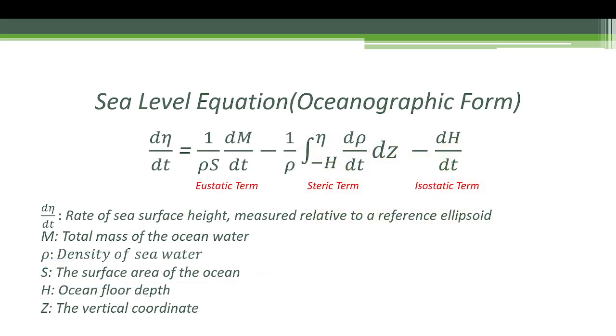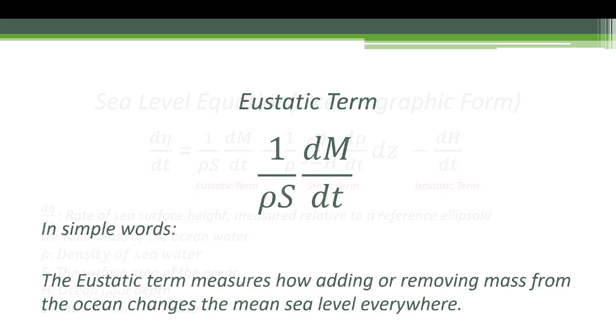On the left-hand side, we have the rate of change of sea surface height, denoted as d eta over dt. This is the quantity measured by satellite altimetry relative to a reference surface. The right-hand side of this equation is made up of three main terms, each representing a different physical process, the first of which is the eustatic term.